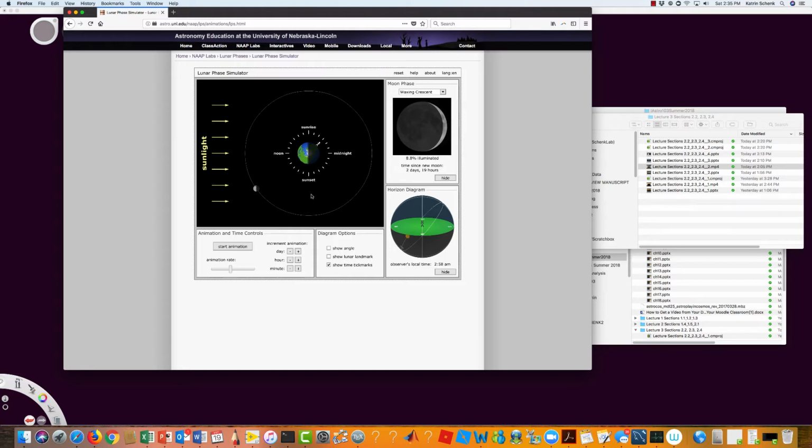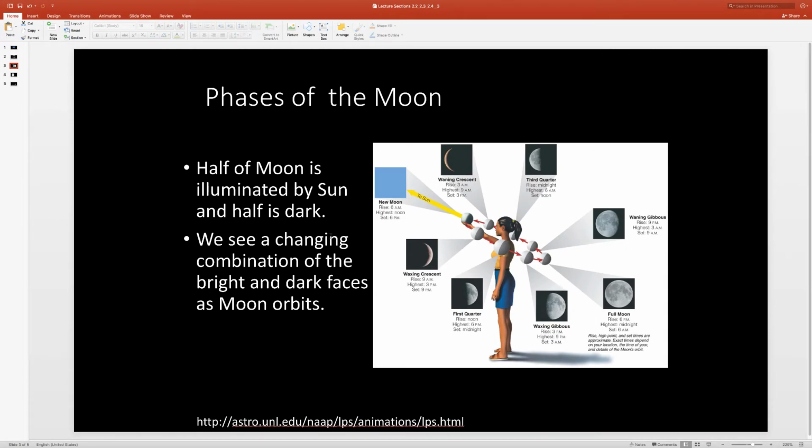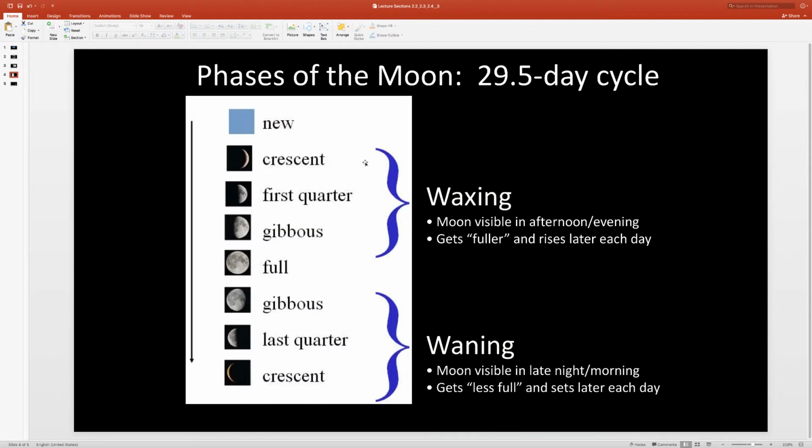Okay, what else do I want to tell you about this? I think we can go back to the PowerPoint. Hello, PowerPoint. There we go. Okay, and let's take a look at the phases. So again, we were just looking at this, right? When you have waxing, you have light on the right, also in the full first quarter.